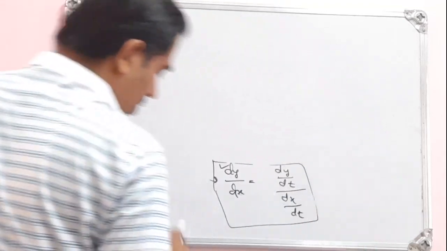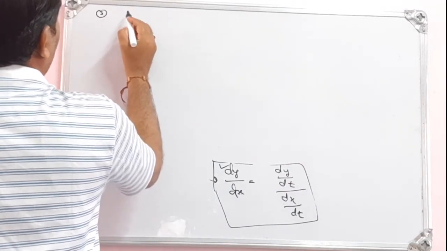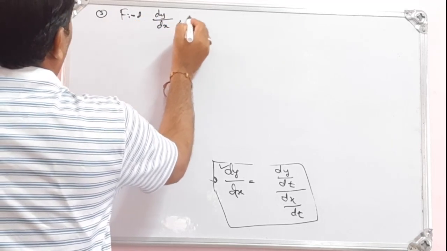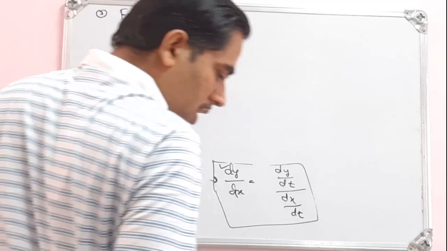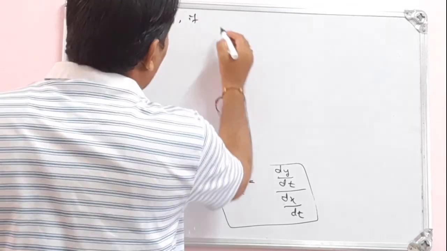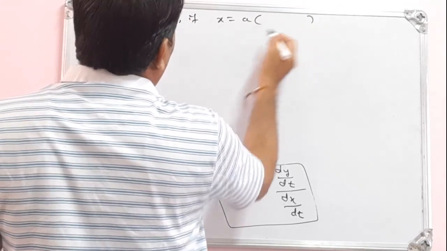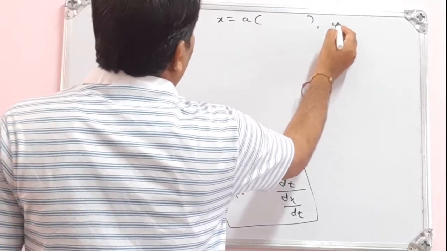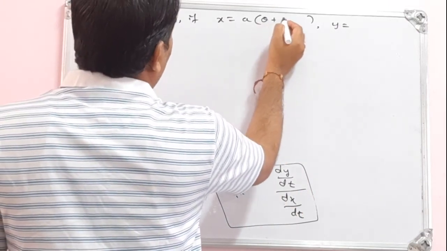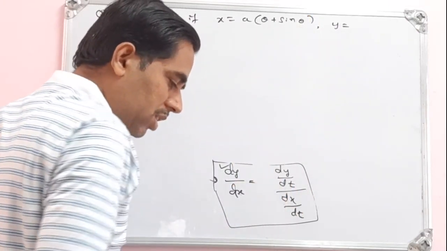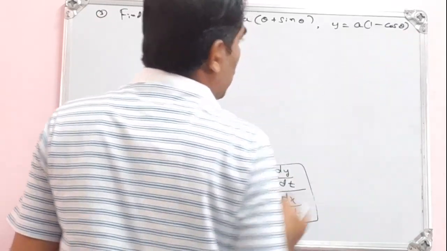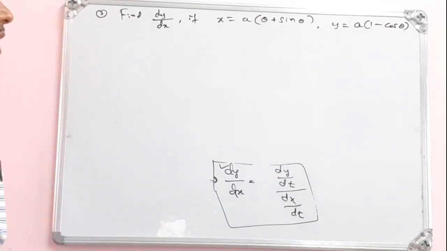Okay, second one. Let me take up this third one. Find dy by dx if x is equal to a into (theta plus sin theta). This is given as the first function, and y is equal to a into (1 minus cos theta). Okay, let us consider the next example.